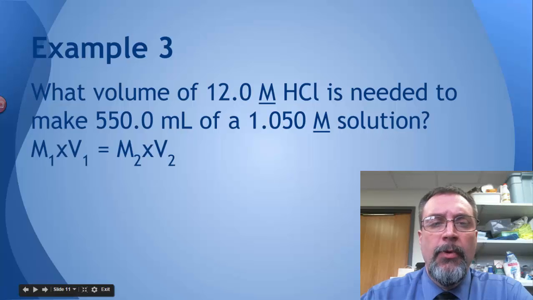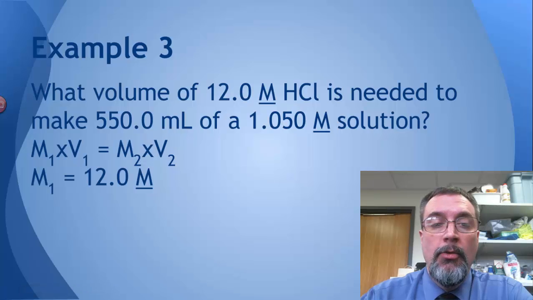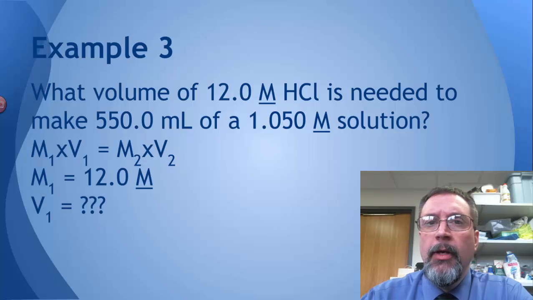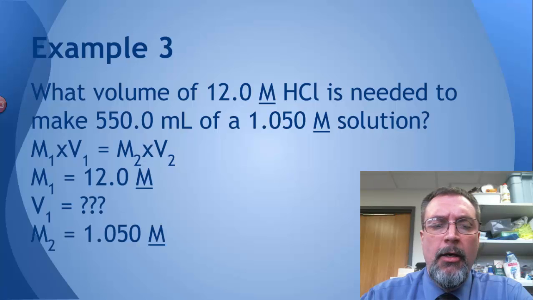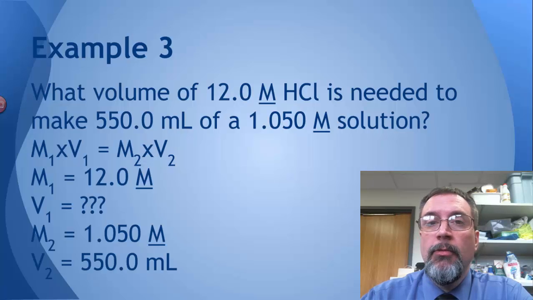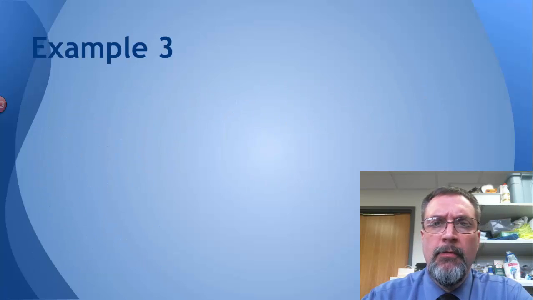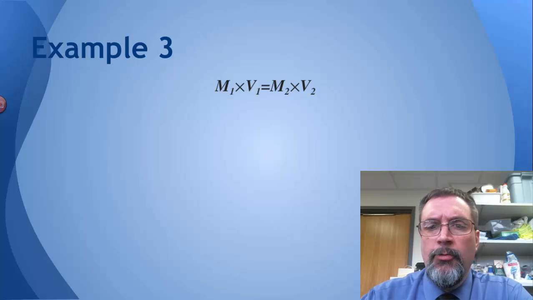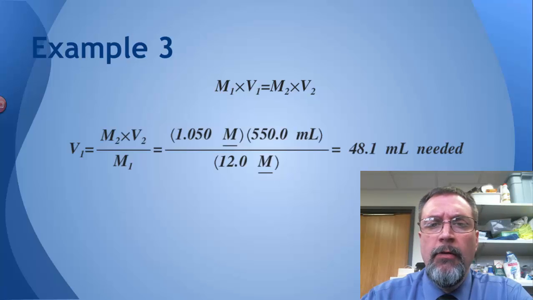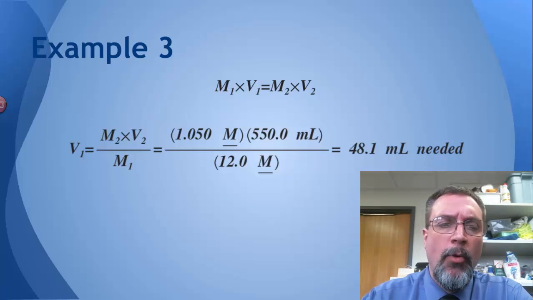We're going to use M1 times V1 equals M2 times V2. What do we know? The concentration of the stock solution is 12.0 molar. That's M1. We don't know how much of that we're going to use, so we don't know V1. We do know the concentration of the dilute solution, what we want it to be, 1.050 molar, and that we want 550 milliliters of it. So we're going to set it up and solve for V1. I like to do my algebra first. M1 times V1 equals M2 times V2. Solving for V1, you get M2 times V2 over M1.